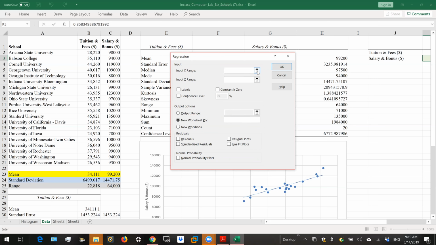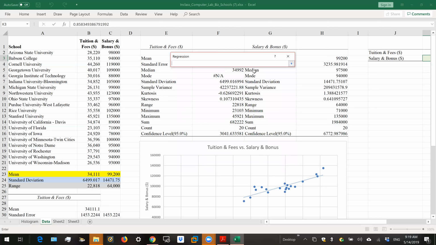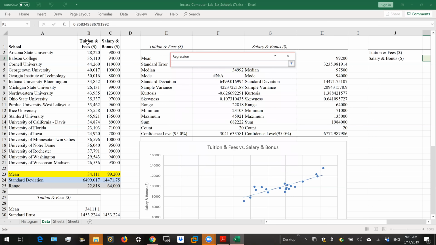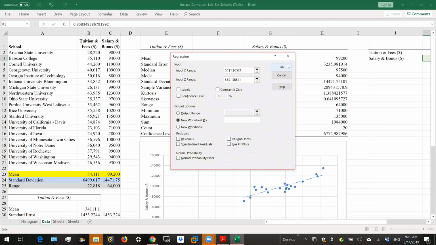Okay, now the way Excel has this set up, the Y variable comes first. So it says input the Y range. So we're going to click on the little arrow there. And when you're doing regression analysis, you do want to include the label. And so since our Y variable is salary and bonus, we're going to highlight everything from the label all the way down to the bottom of the numbers. Okay, click the little down arrow, and now we need to do the same thing for the X value, which in this case is tuition and fees.